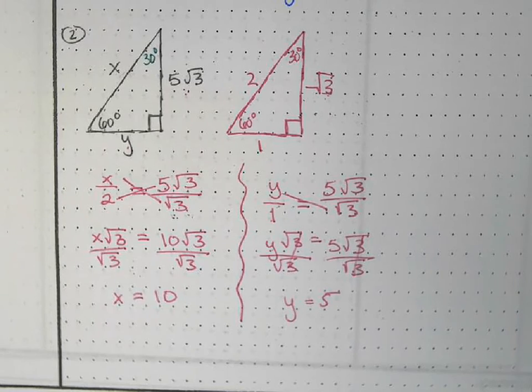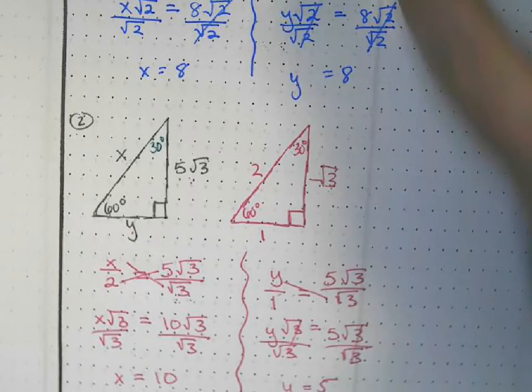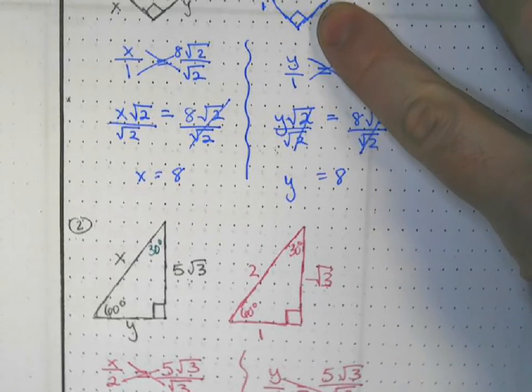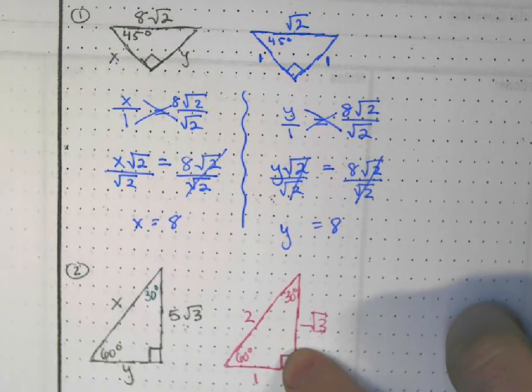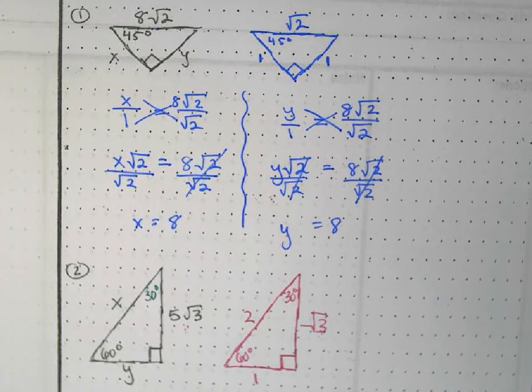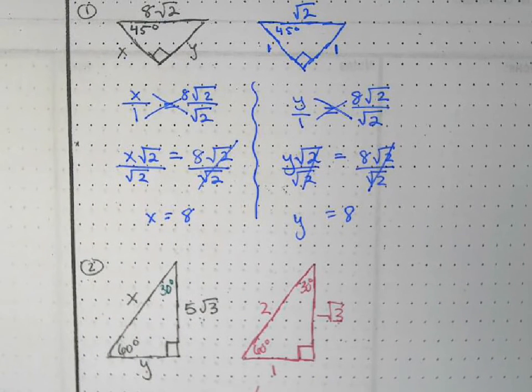And so that's how we can use a combination of our special right triangles, the 45, 45, 90 and the 30, 60, 90, and combine that with our similar triangles ability to solve our special right triangles when given to us this way.